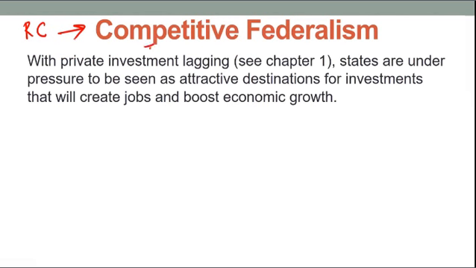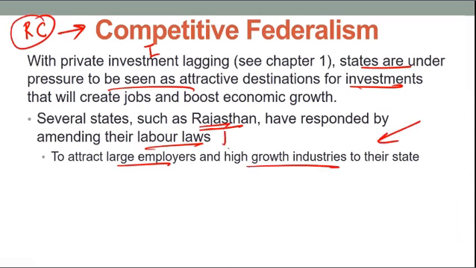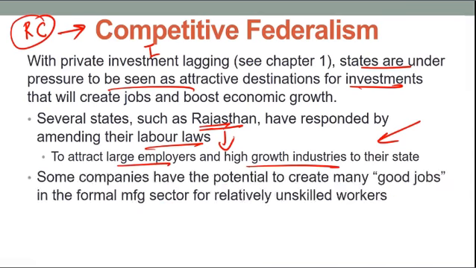So investment, I, is lagging, as we saw earlier. States are under a lot of pressure. They want to become investment destinations. So some states like Rajasthan have amended the labor laws, again discussed in detail in the tablet. Other students can refer to the current affairs segments. So for large employers and high-growth industries, the only way to attract them is removing regulatory cholesterol. So Rajasthan has done that by easing the labor laws.